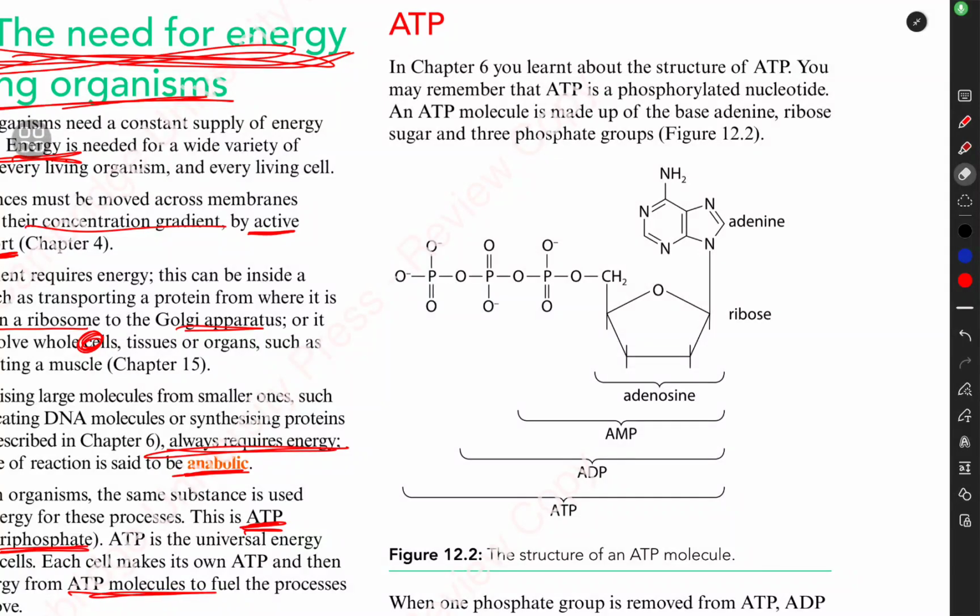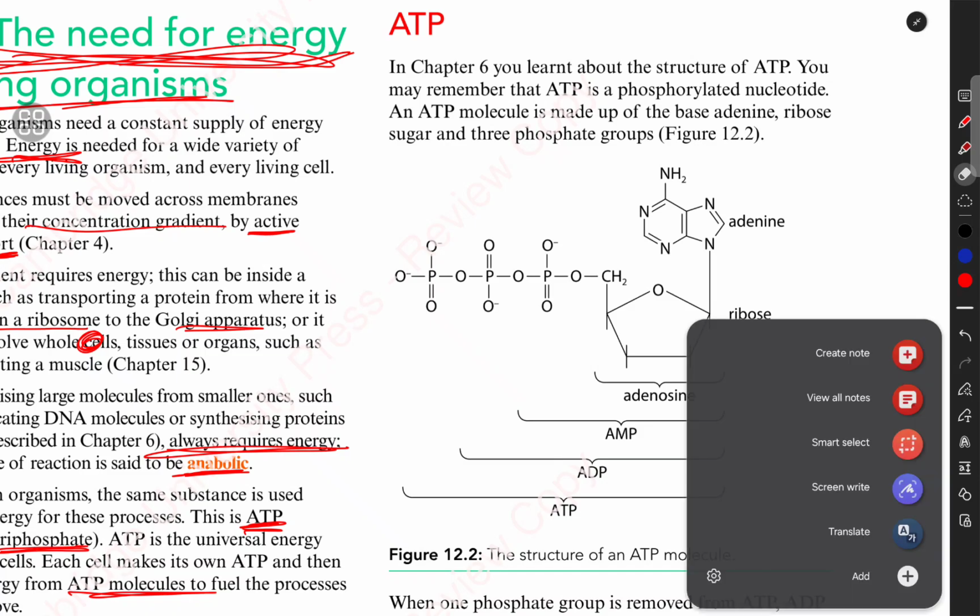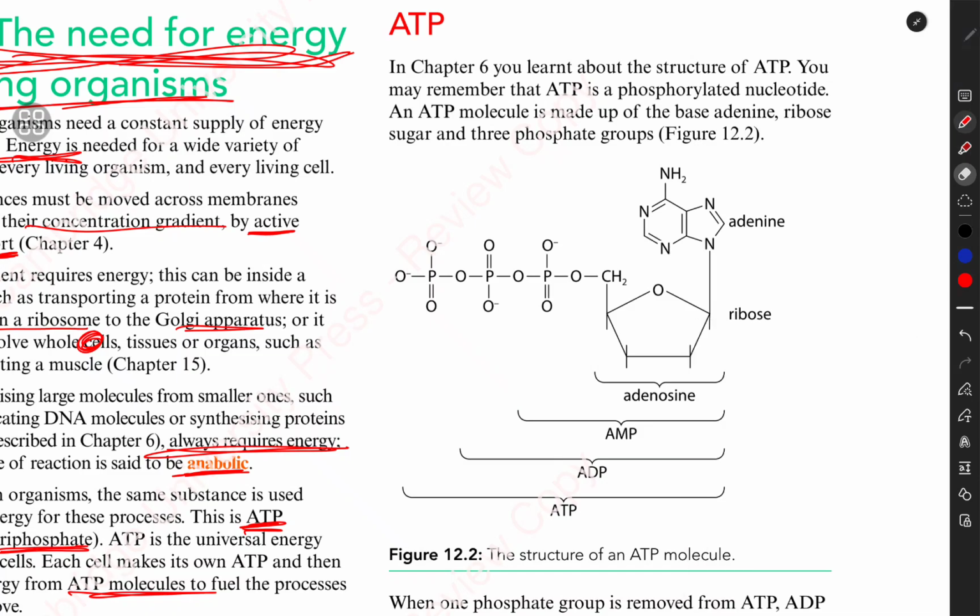We have a question: why does breaking down ATP to ADP release 30.5 kilojoules of energy?